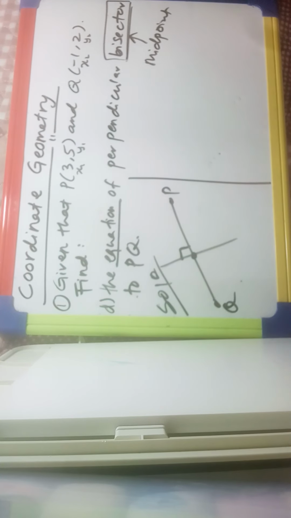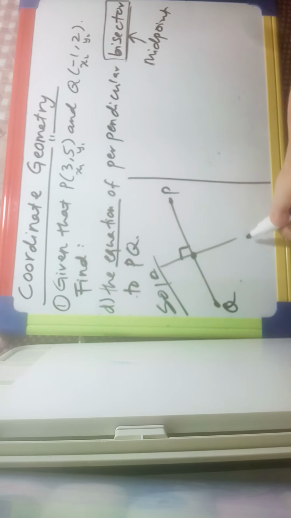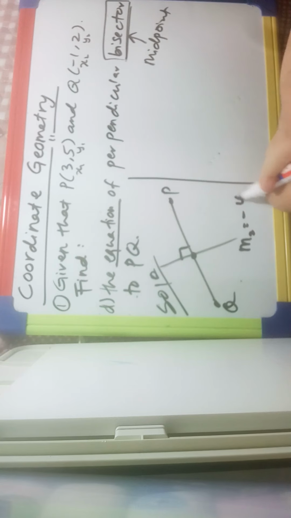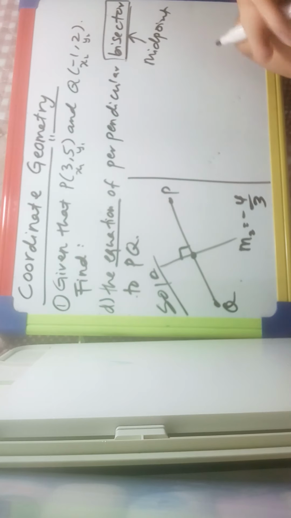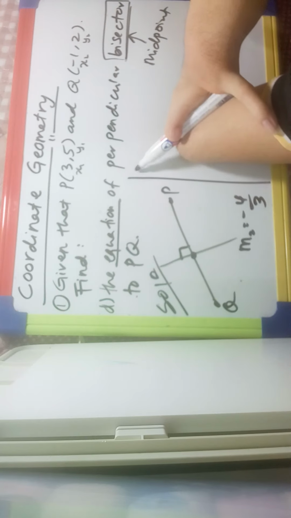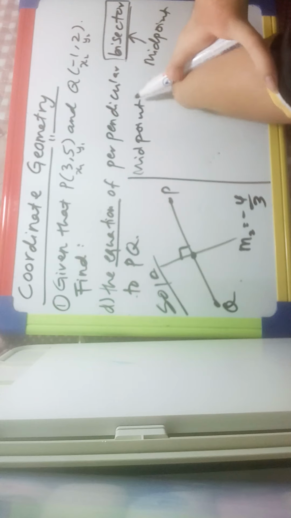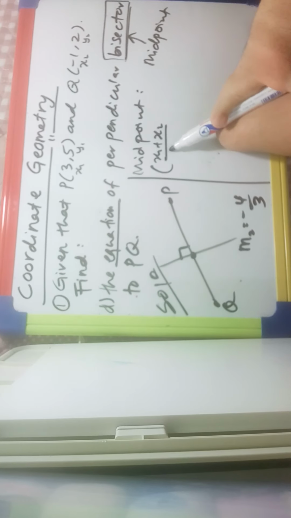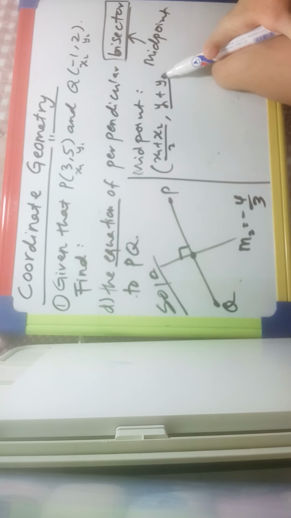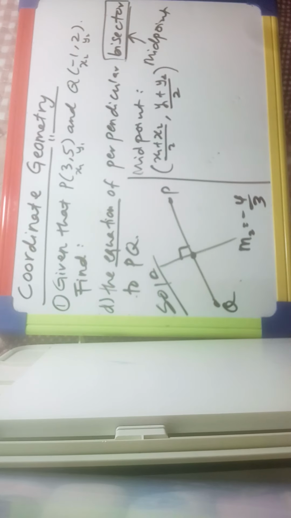Now, in order to find the equation, we know already in question C the value of the gradient, which is negative 4 over 3. This is the gradient of the perpendicular line. Always remember, the value of the gradient of any perpendicular line is equal, even if it is here or anywhere. The only thing I need to know is the midpoint. I will use the formula. First, let's find the midpoint of PQ. What is the formula you need to use? Remember, x1 plus x2 divided by 2, y1 plus y2 divided by 2.